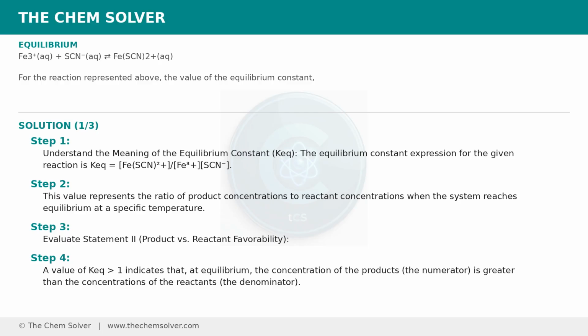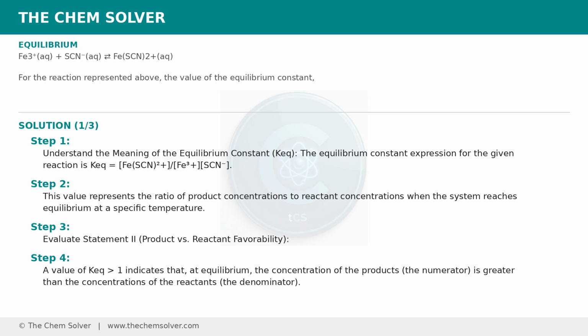Understand the meaning of the equilibrium constant. KEQ, the equilibrium constant expression for the given reaction, is KEQ equals [FeSCN²⁺] over [Fe³⁺][SCN⁻]. This value represents the ratio of product concentrations to reactant concentrations when the system reaches equilibrium at a specific temperature.